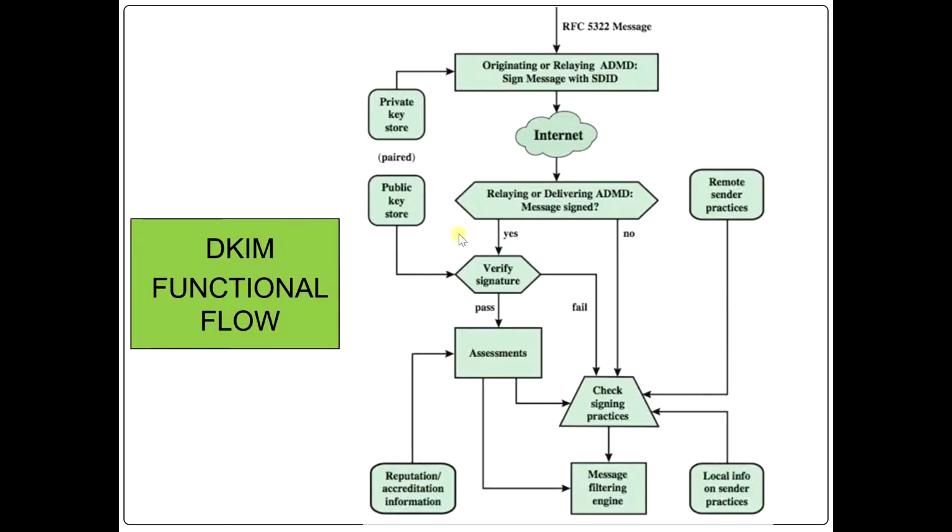So next we have the DKIM functional flow. Here in this particular figure you can look into the various elements of the DKIM operation. The basic message processing in this case is divided between the signing administrative management domain (ADMD) and a verifying ADMD. So this is between the originating ADMD and the delivering ADMD, but it can involve other ADMDs in the handling path.